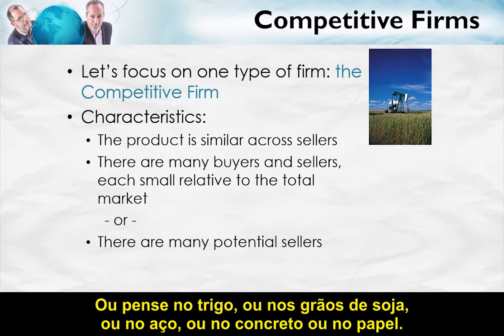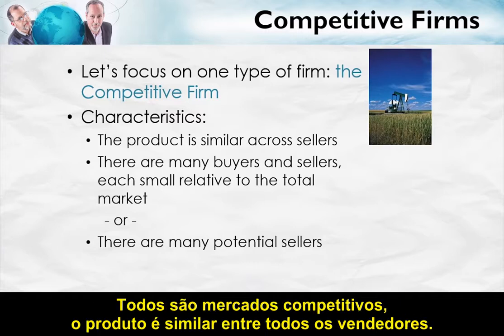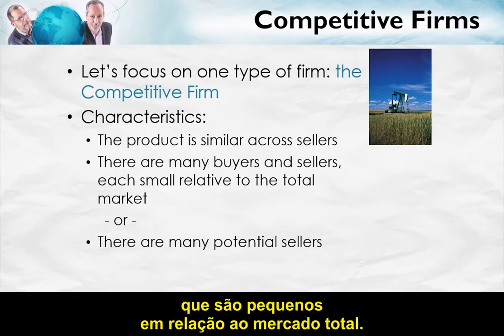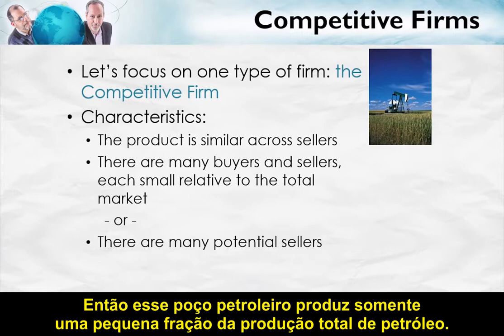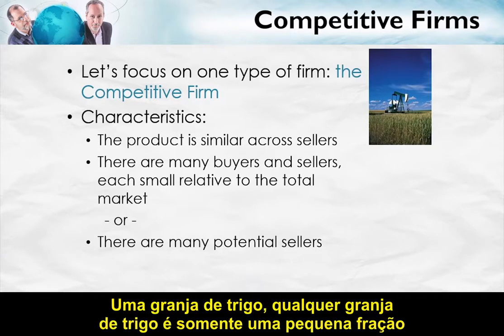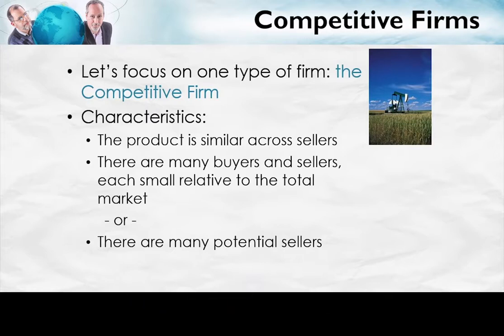Or think about wheat, or soybeans, or steel, or concrete, or paper. All of these are competitive markets. The product is similar across sellers. In addition, in all of these markets, there are many buyers and sellers, and they're each small relative to the total market. So this stripper oil well produces only a small fraction of the world's total production of oil. A wheat farm, any given wheat farm, produces only a small fraction of the total production of wheat.